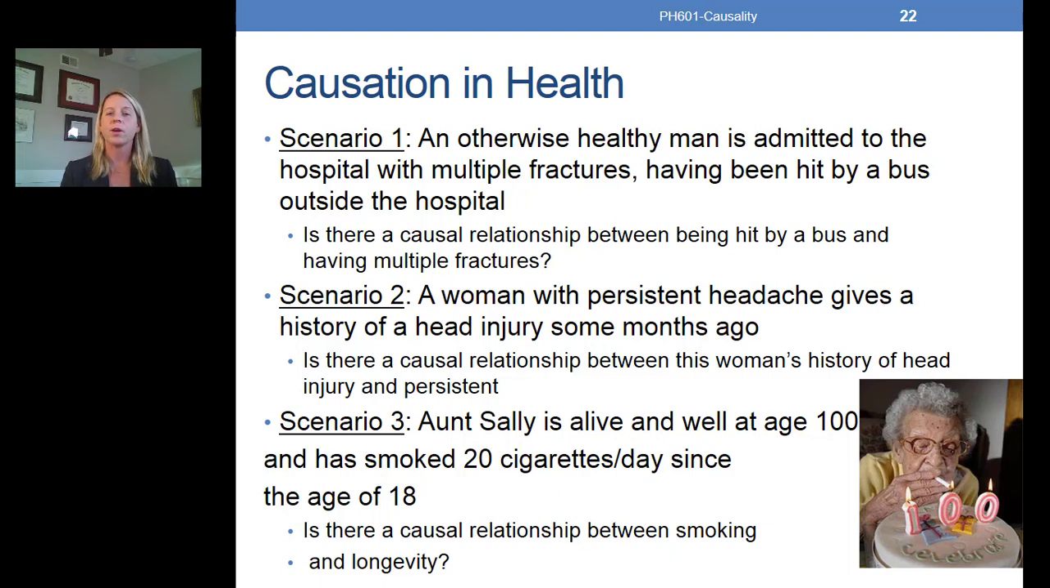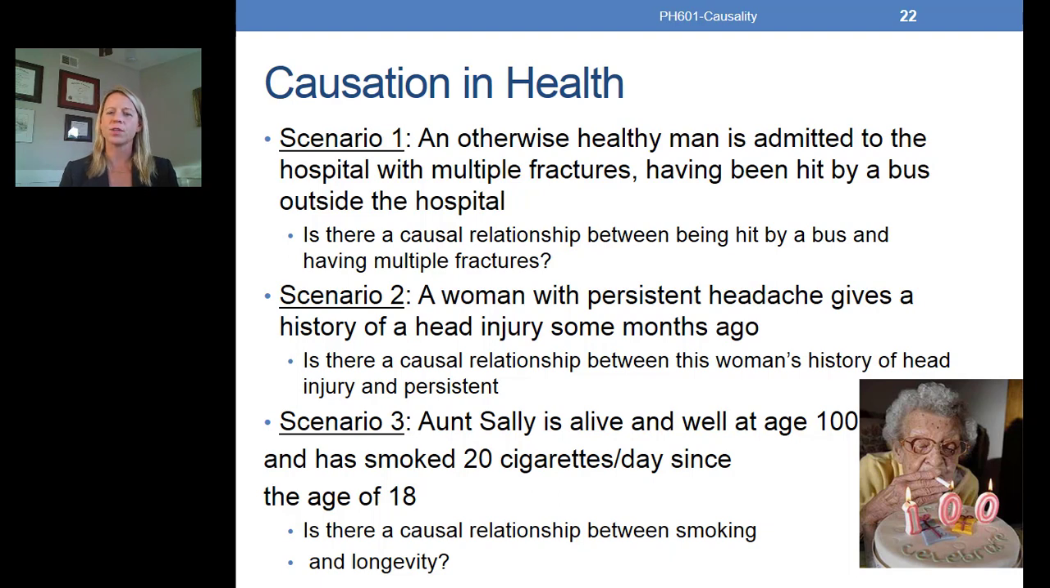So a second scenario is where you have a woman with a persistent headache, who gives a history of head injury some months ago. So the question is, is there a causal relationship between the woman's history of head injury and persistent headache? And this may not be as obvious, right? It may or may not be the case that the history of that injury is what's contributing to her headache. It depends on the duration of time between the injury and the headaches, right? It also depends upon other factors at play. The individual's predisposing factors, perhaps precipitating factors that might be contributing to her headache. Also, did she have headaches before her head injury? Those are all the things that have to be accounted for.